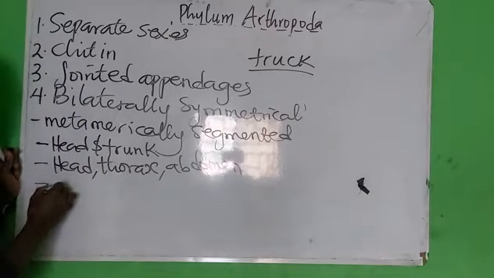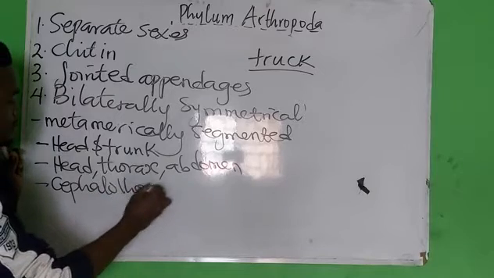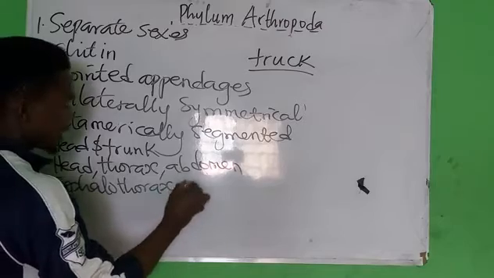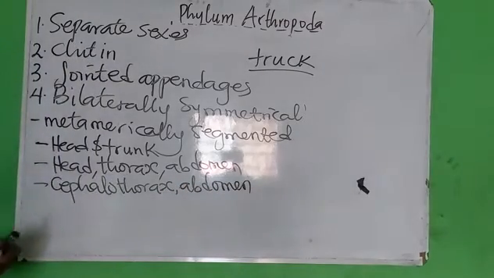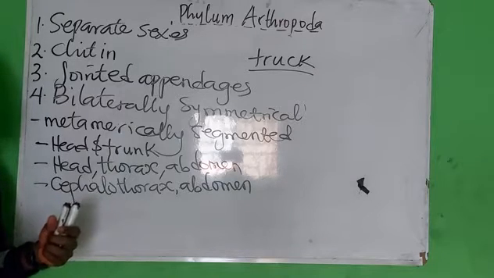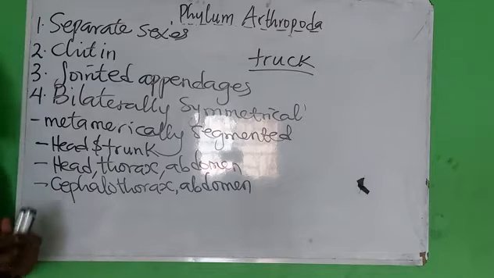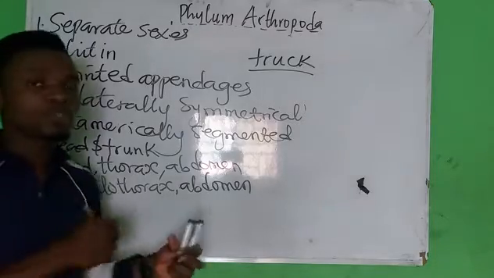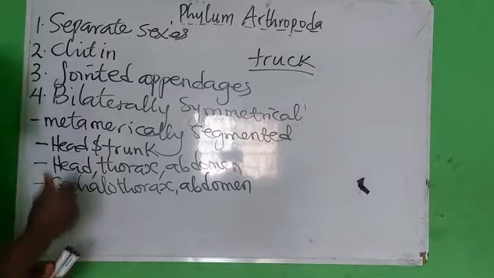Some have cephalothorax. Some have cephalothorax and abdomen. Alright? Please take note that the arachnids, which are very diversified organisms, their body division is made up of what? Prosoma and opisthosoma. That is prosoma and what? Opisthosoma. Now we'll treat that right now.